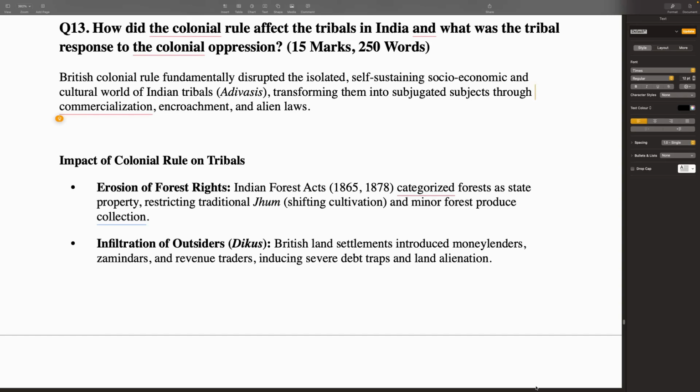Impact of colonial rule on tribals. Erosion of forest rights: Indian Forest Act 1865-1878 categorized forest as state property, restricting traditional jhum shifting cultivation and minor forest produce collection. Infiltration of outsiders, Dikus: British land settlements introduced moneylenders, zamindars, and revenue traders, inducing severe debt traps and land alienation.